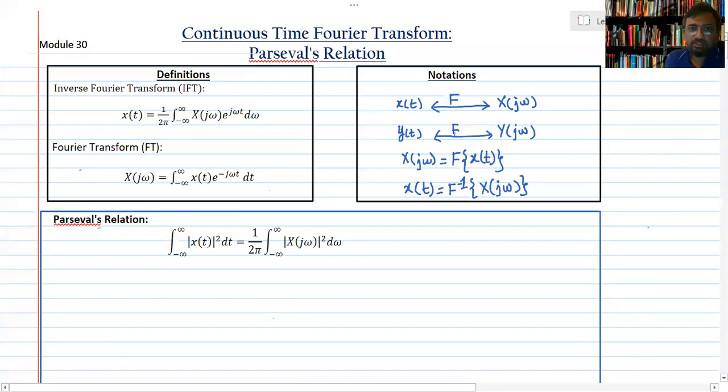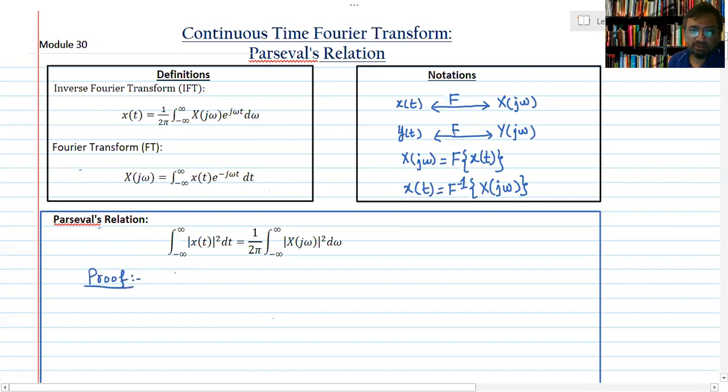In this module, we discuss Parseval's relation for the continuous time Fourier transform. Basically, Parseval's relation tells us a different way to compute the energy in the signal. Let us prove this relation.